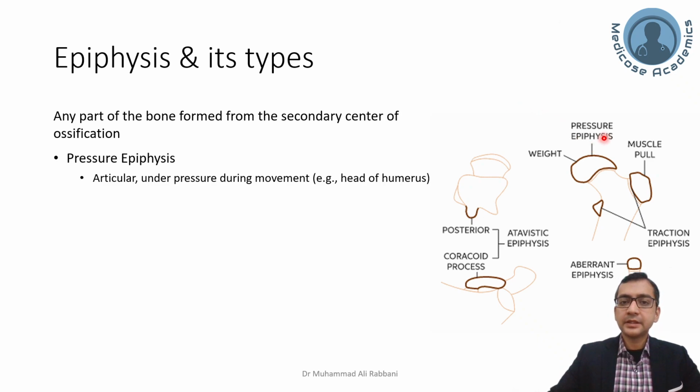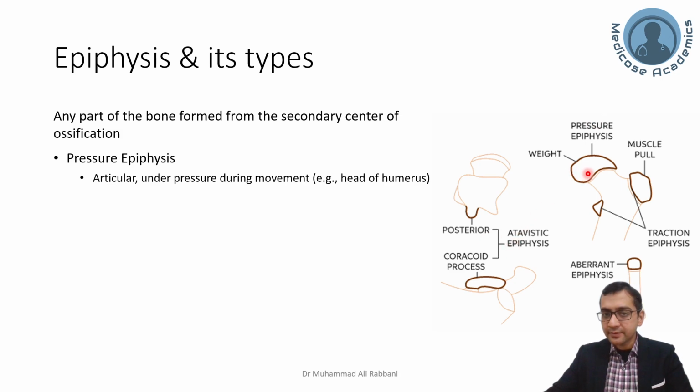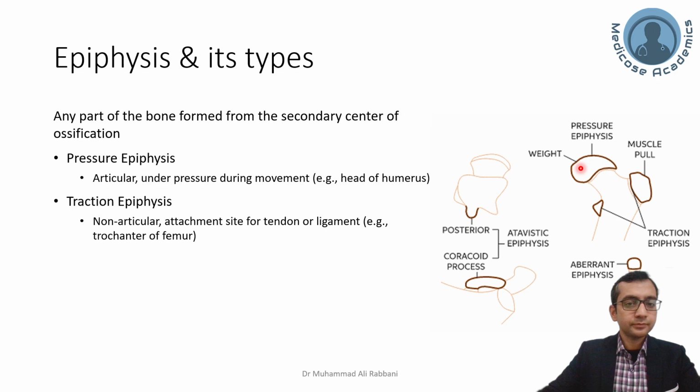Pressure epiphysis. These are the parts where the end of the bone is receiving pressure. If you think of your lower limbs, the head of the femur is receiving the weight of the body. The lower end of the femur and the upper end of the tibia, both epiphyses, are receiving pressure. These are not being pulled. So basically, most of the epiphyses at the joints, which will include the lower end of the humerus and the upper end of the radius also, are under pressure. So these are pressure epiphyses.